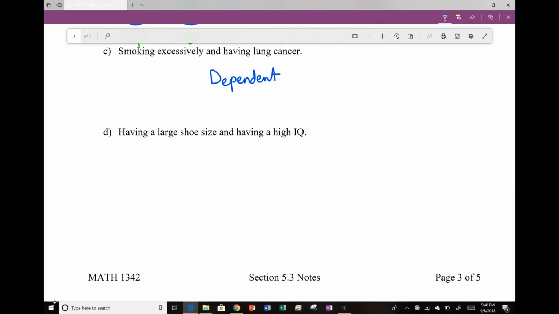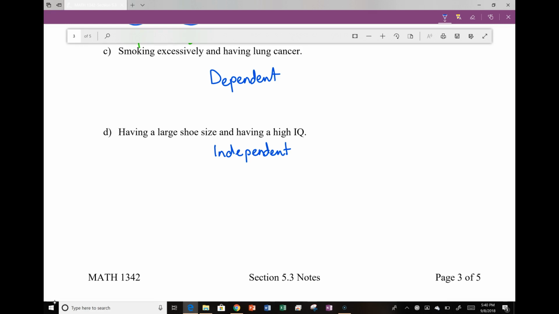Okay, having a large shoe size and having a high IQ. Does our shoe size have anything to do with our thinking or our intelligence? No, it doesn't. So this is actually independent. Because I can have a really small shoe size and a really high IQ, or I can have a really small shoe size and a really low IQ. So these two do not affect each other.